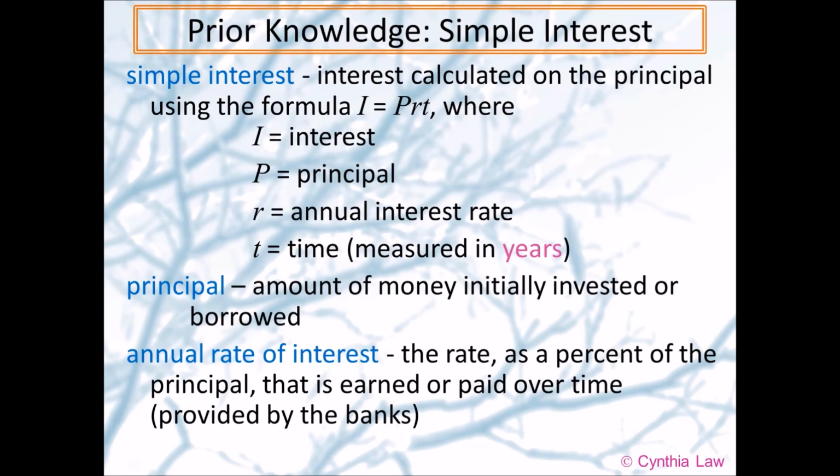Before we actually try to solve this problem, let's review what simple interest means. Simple interest is the interest that is calculated on the principal using the formula I equals PRT. In this formula, I represents interest in dollars, P is the principal, or the amount of money initially invested or borrowed, also in dollars. R means the annual interest rate, and T is the time, and it has to be measured in years in the formula.